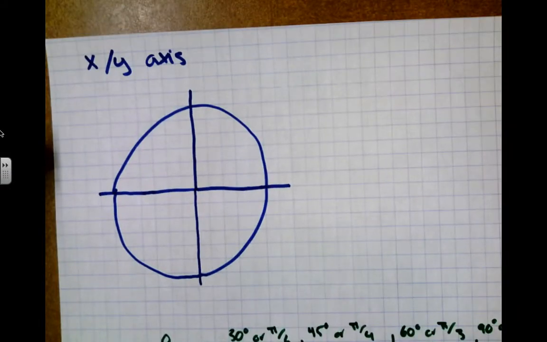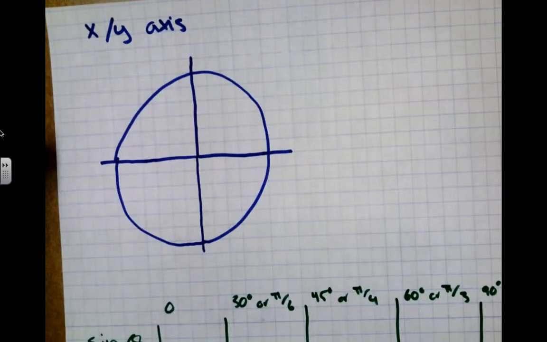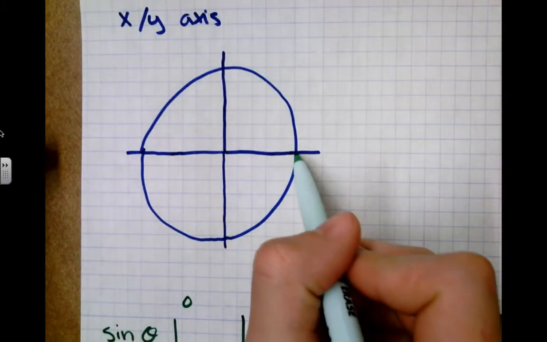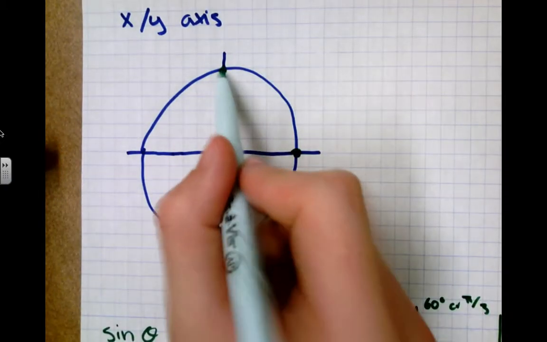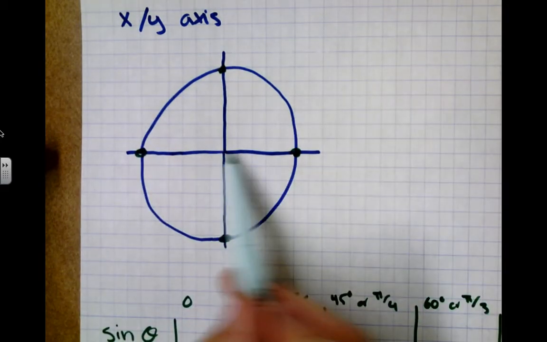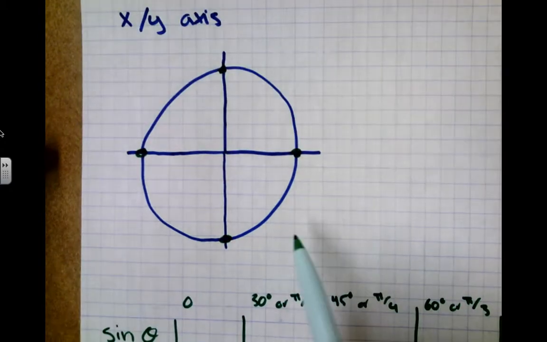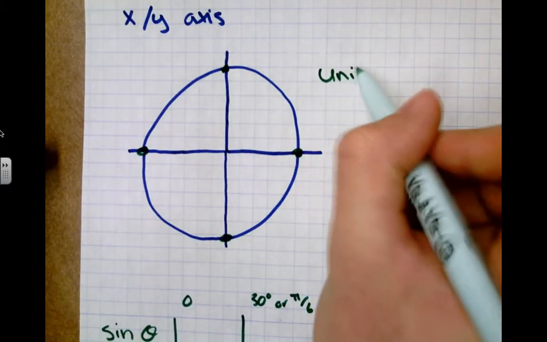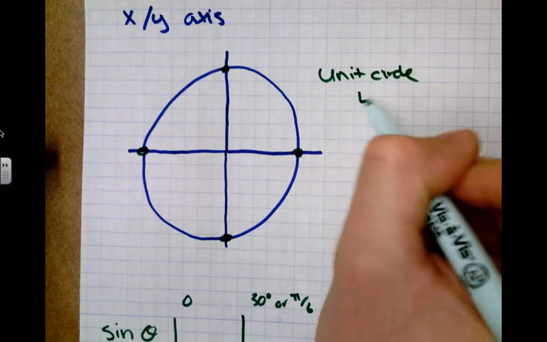There's one other kind of important trig value that we have to look at: points that are on the x and the y axis. So when I look at these, what I'm talking about is this point here, this point here, this point here, and this point here. Points that are on the x or y axis that intersect our circle. So by definition, our unit circle has a radius of 1.